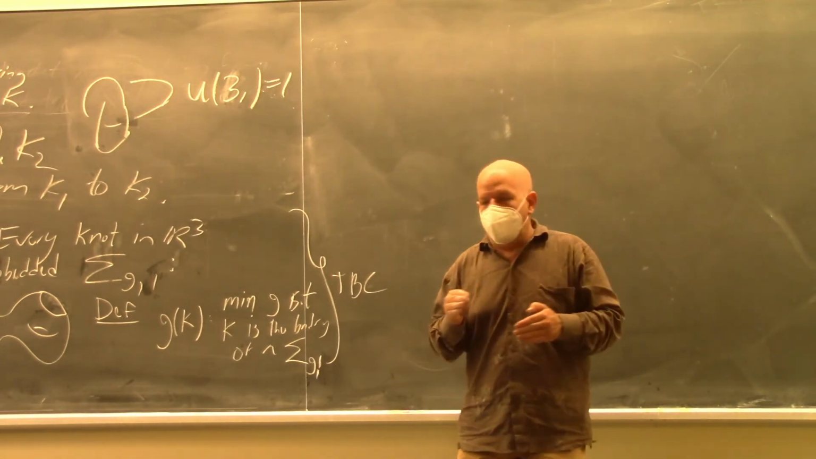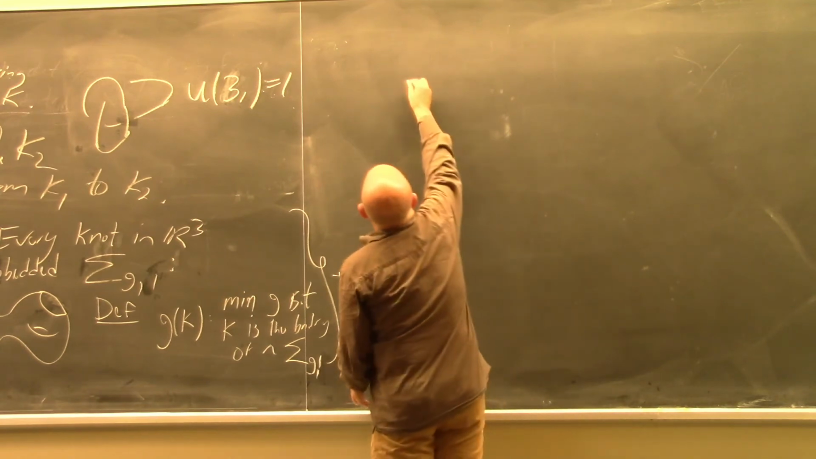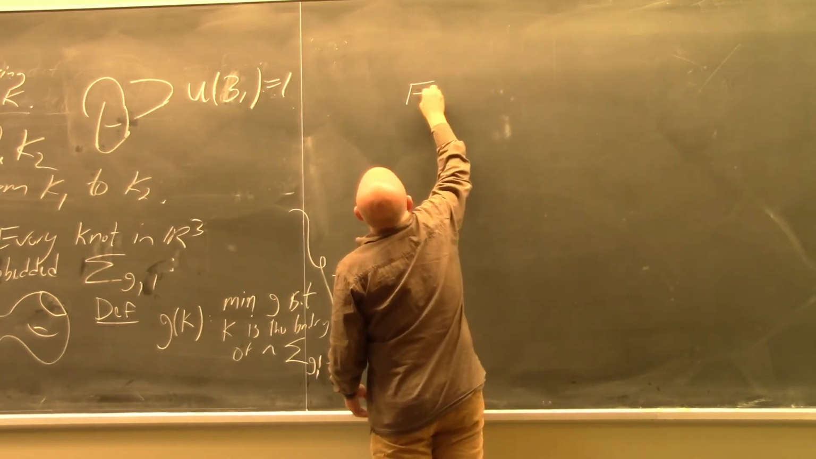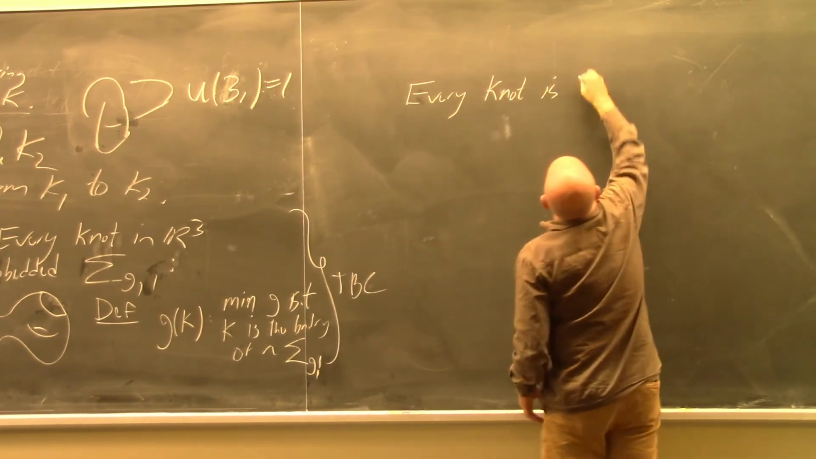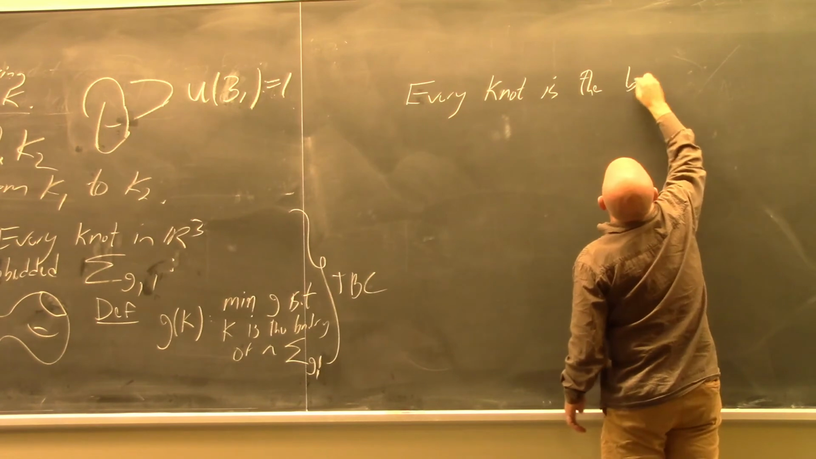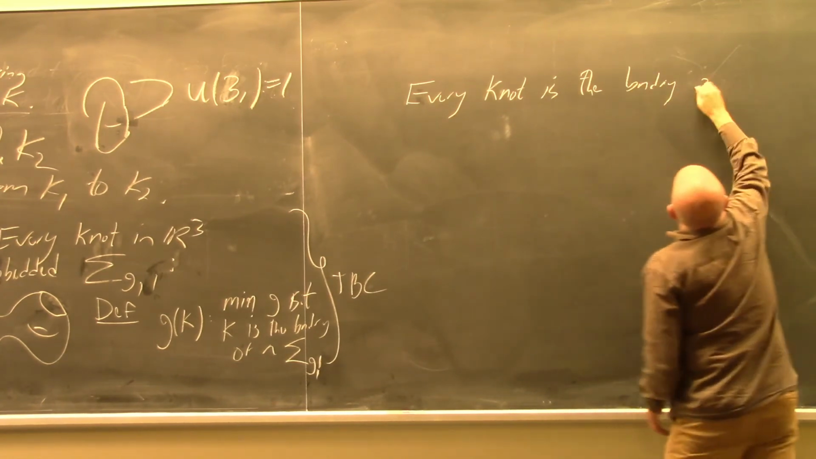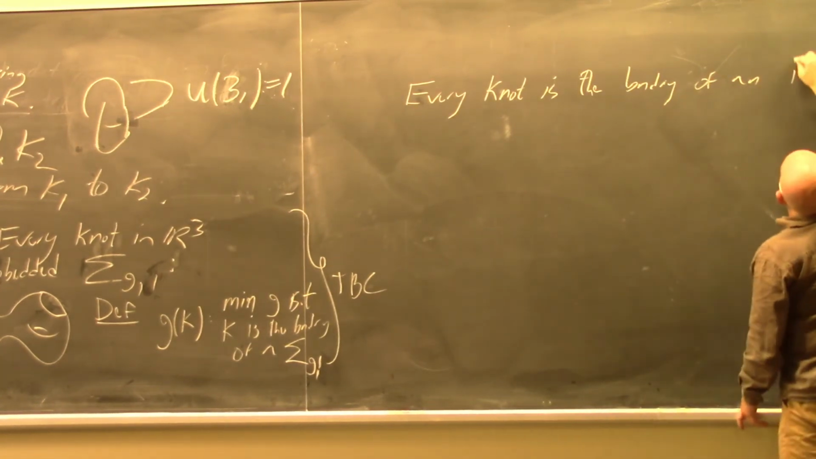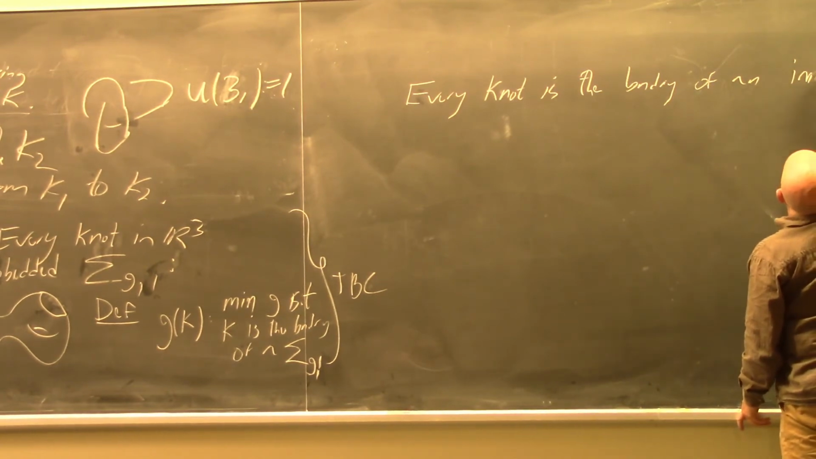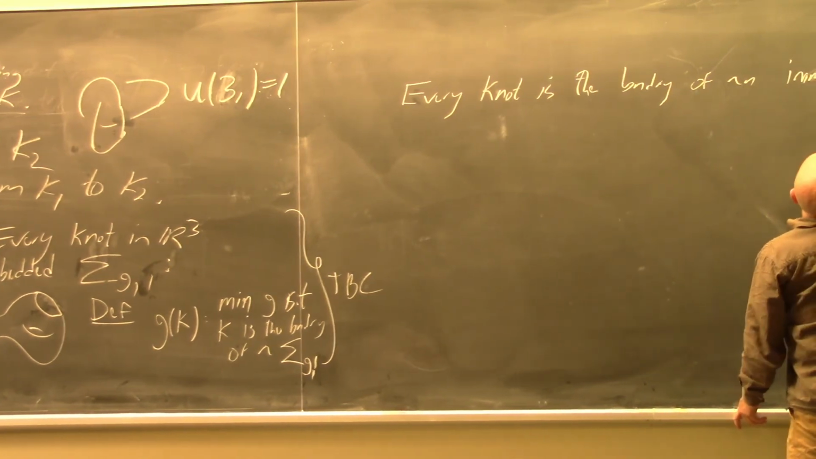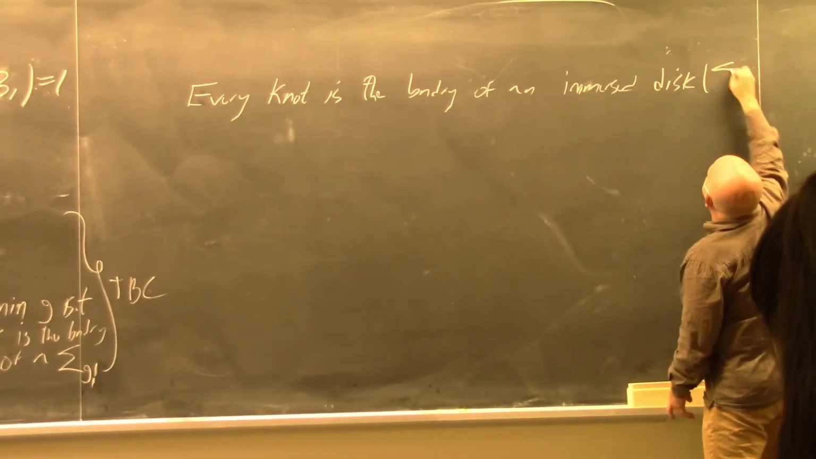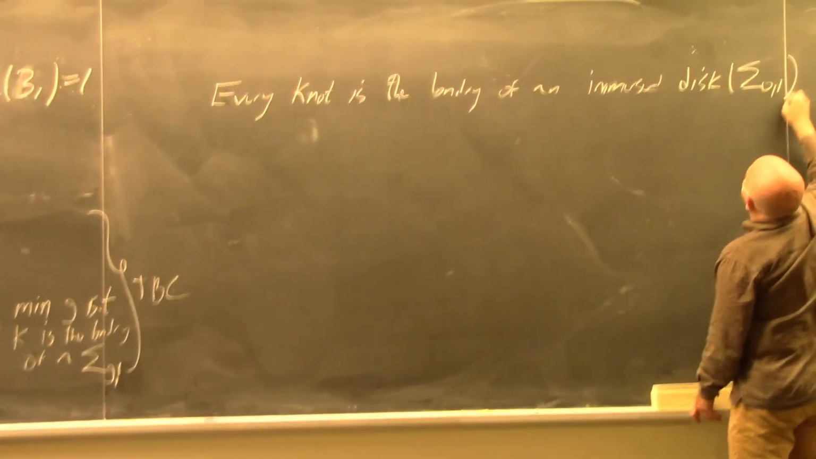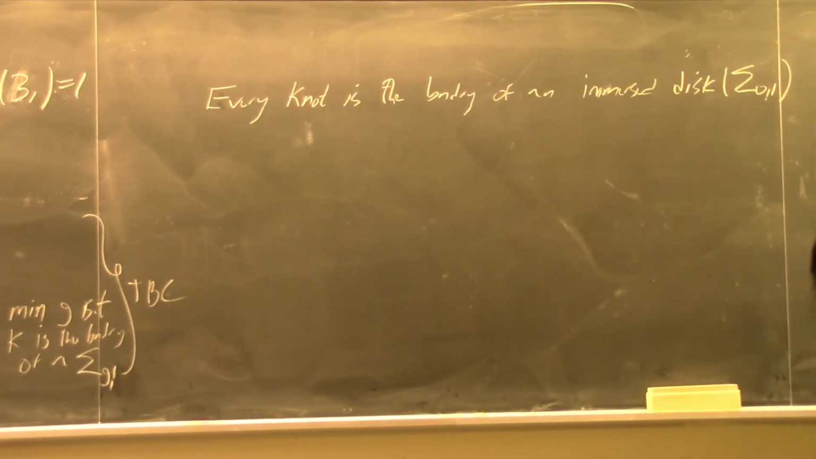Okay? Claim: every knot is the boundary of an immersed disk. So a disk is the stupidest surface of all. It's really Sigma_{0,1}, a genus 0 surface with one boundary component.